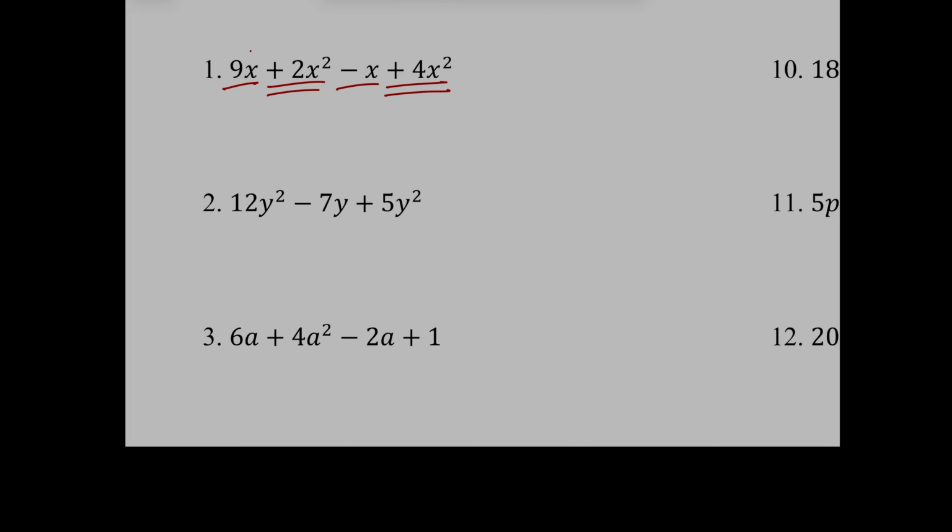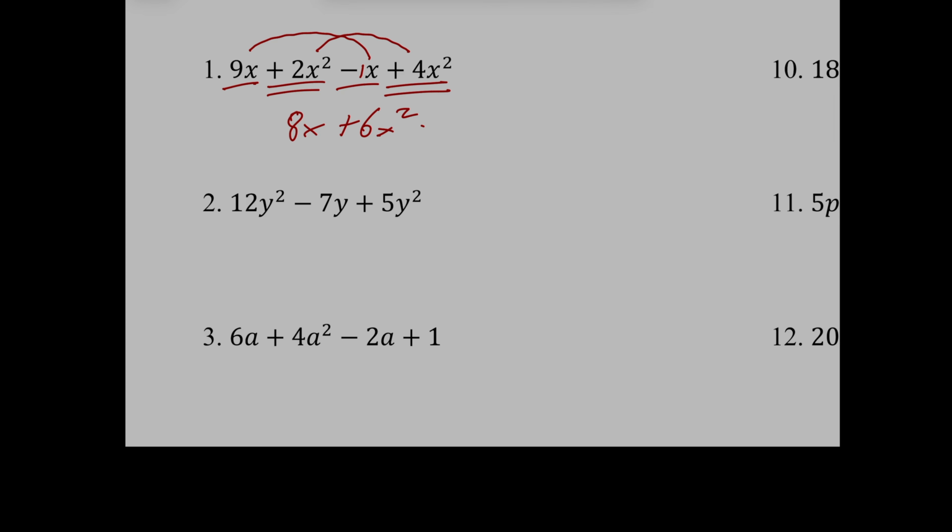So when I start, I have a 9x minus an x. So that's just 9, right? No, but that's what I see students do a lot. You have to remember, when they don't write a number in front, that's assumed to be a 1. So it's really 9x minus 1x, which is 8x. And when I combine my x squareds, I have a positive 2 plus a 4. That's a positive 6x squared.